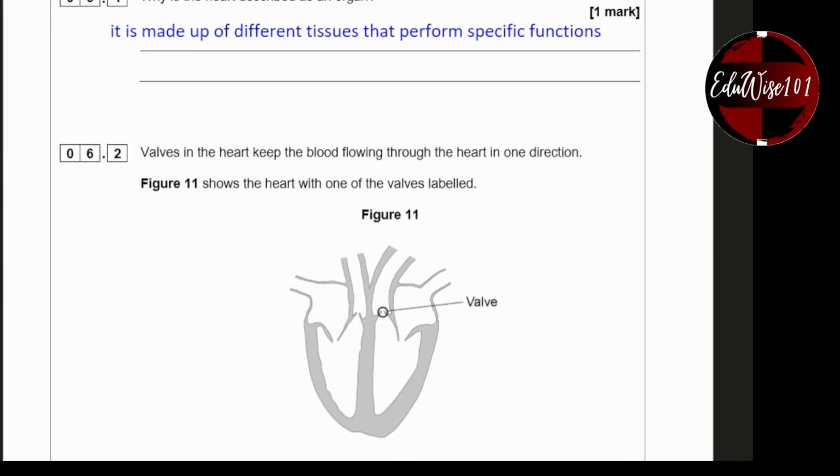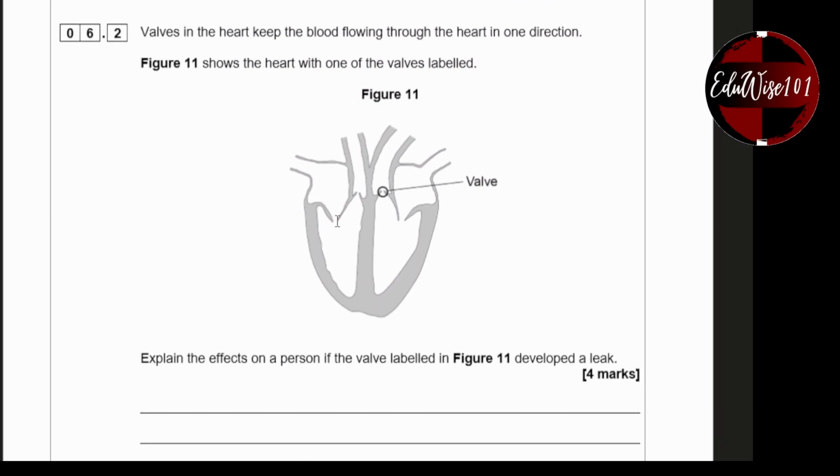6.2, valves in the heart keep the blood flowing through the heart in one direction. So here you have valves on both the left and right side, so in 4 different points. Let me mark it with a pen. So you've got valves here, here, here, and here. Now remember, blood's actually flowing in this direction, from there and then back up again.